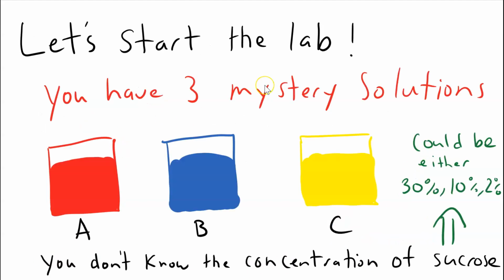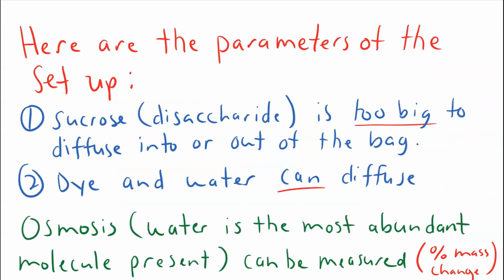So let's start the lab. You're going to have 3 mystery solutions. I've colored them A, B, and C in different colors. Unknown mystery solution A will be red, B will be blue, and C will be yellow. Now we know that we have 3 solutions of unknown concentration. They could be either 30%, 10%, or 2%. This is fun. This is what makes it kind of a challenge. You know that these are the 3 solution concentrations, but you don't know which is which.